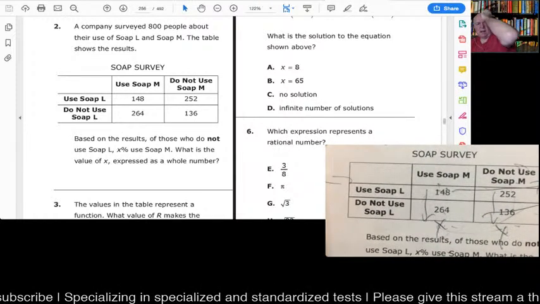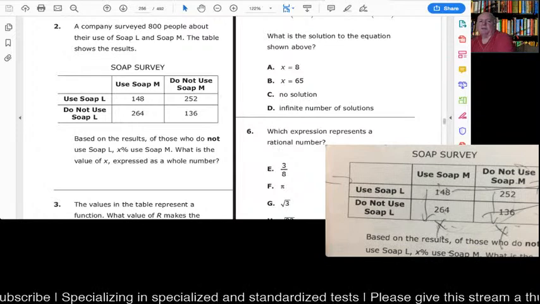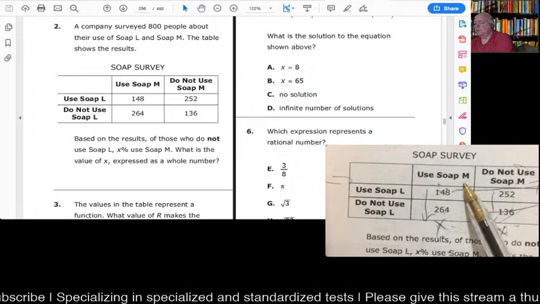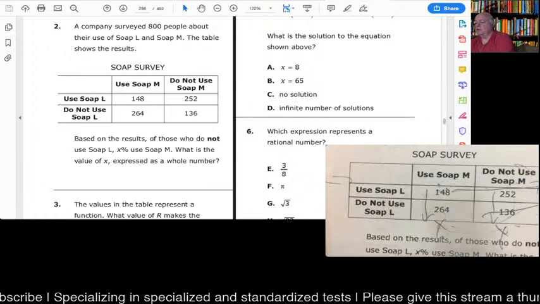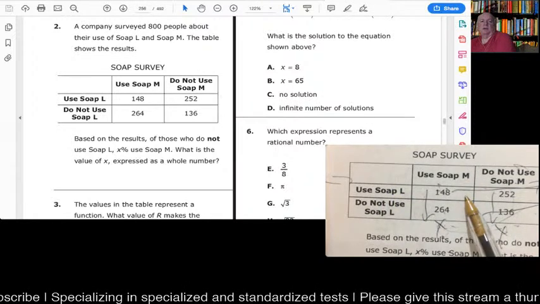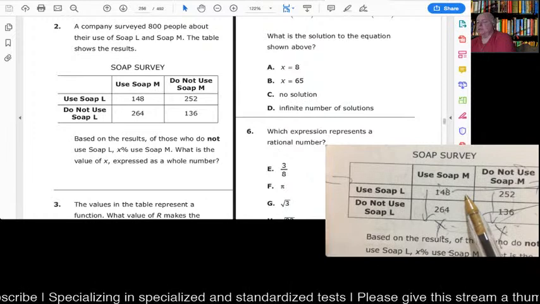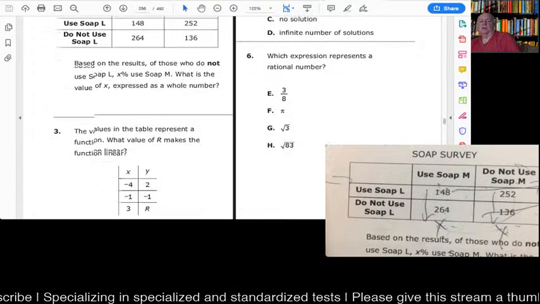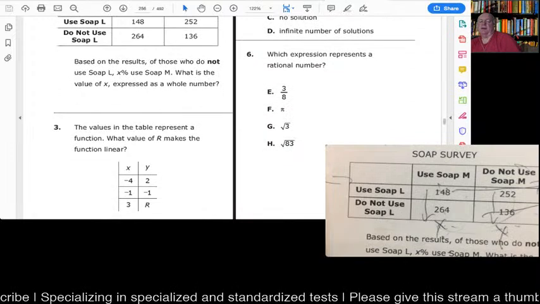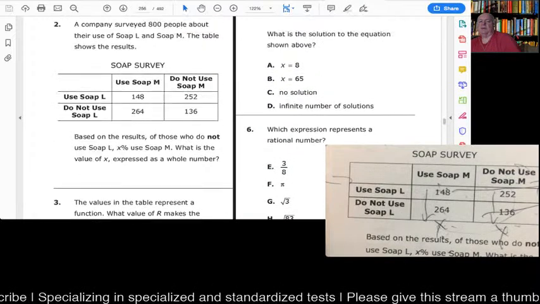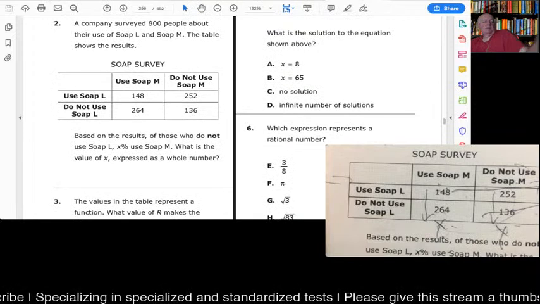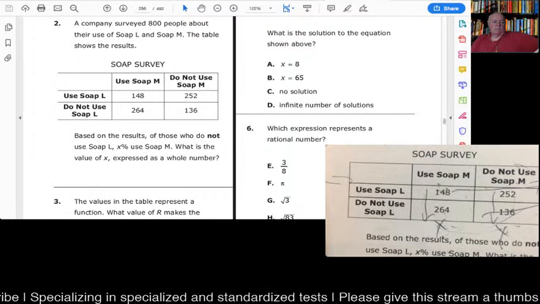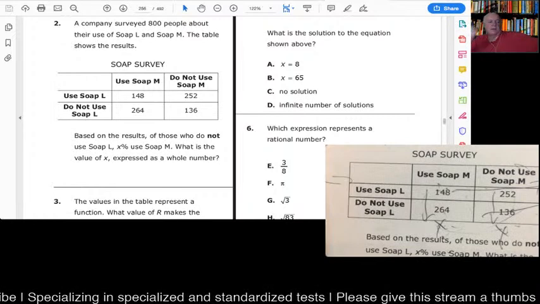So a company surveyed 800 people about the use of SOAP L and SOAP M. And we know it includes their non-use of it too. Okay? The table shows the results. Cool, that's what we figured out. Based on the results of those who do not use SOAP L, X% use SOAP M. Let me just do something because I have something on my screen that's in the way of the problem on my side of it.